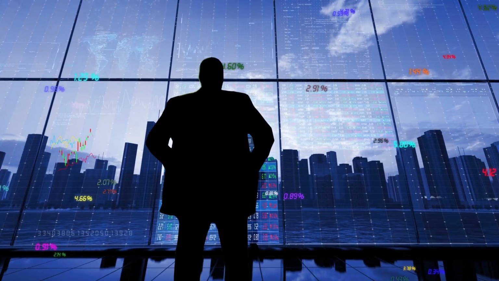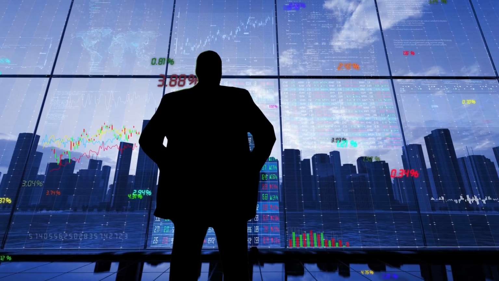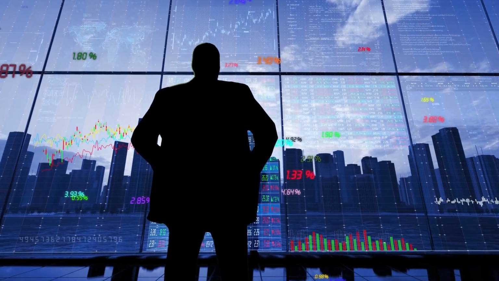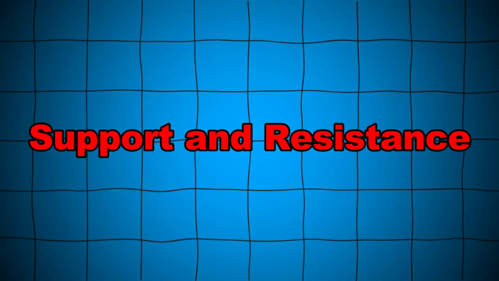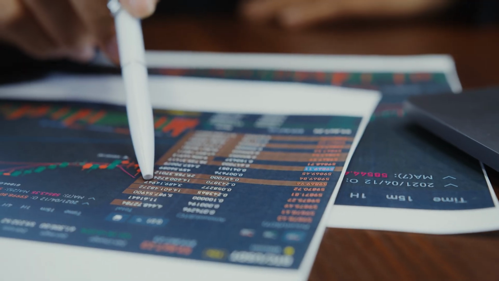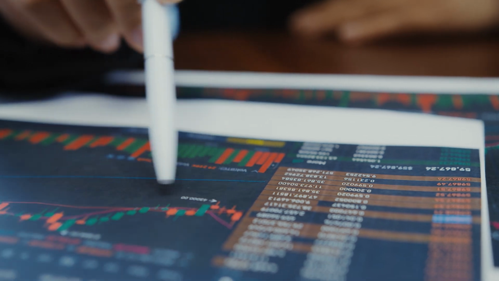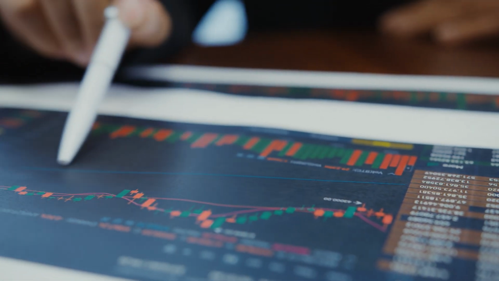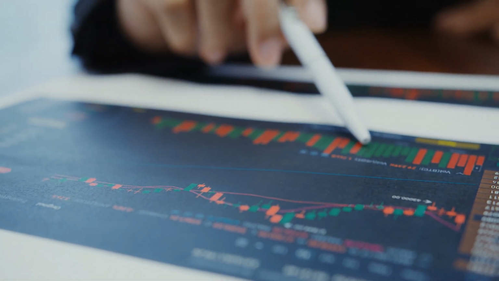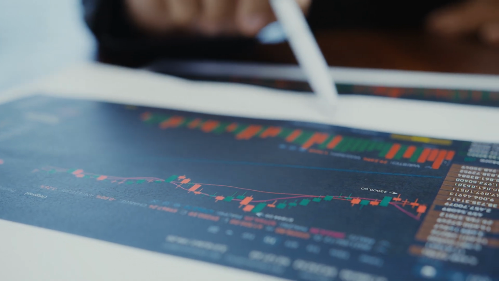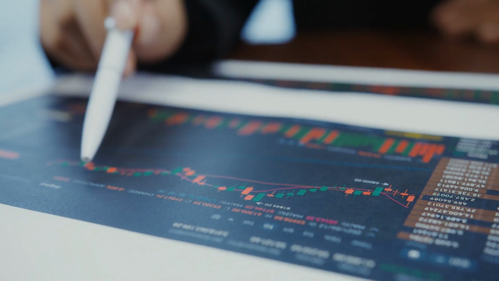To use technical analysis effectively, there are a few key concepts you need to understand. Let's break them down. Support and resistance. Think of support as the price level where a stock tends to stop falling, and resistance as the level where it tends to stop rising. These levels act like barriers, and understanding them can help you decide when to buy or sell.